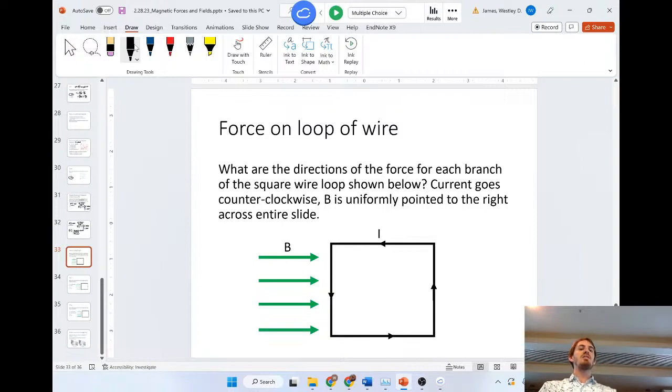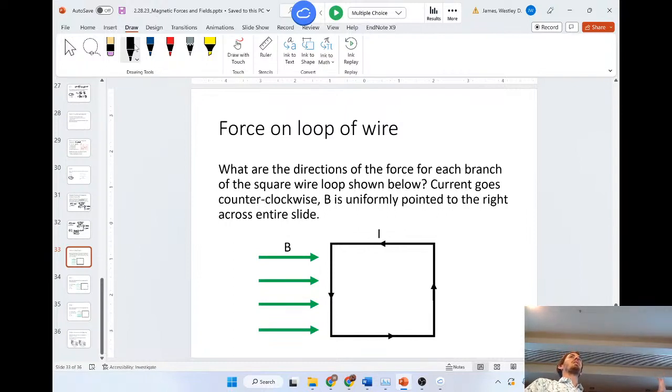All right, now we get to the punchline. Not really any math here, all concepts. Let's make a loop of wire. And this is where we can start to see some interesting things happen. What are the directions of the force for each branch of the square loop shown below? The current is going counterclockwise, and the magnetic field is pointed to the right uniformly.